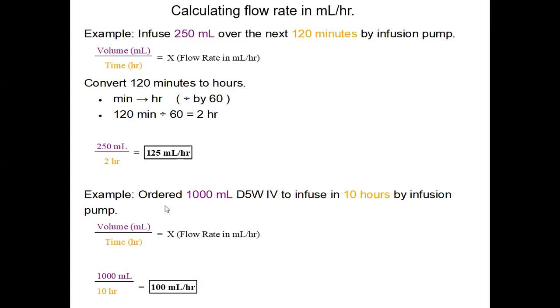Same thing here. The difference is you don't have to convert because your time is already in hours. So remember, look at what the problem is asking you. This is asking you for mLs per hour. So if you're doing mLs per hour, you need your total volume and your time in hours. Total volume was 1,000. Time in hours was 10. So that gave us a rate of 100 mLs per hour to set the pump at.